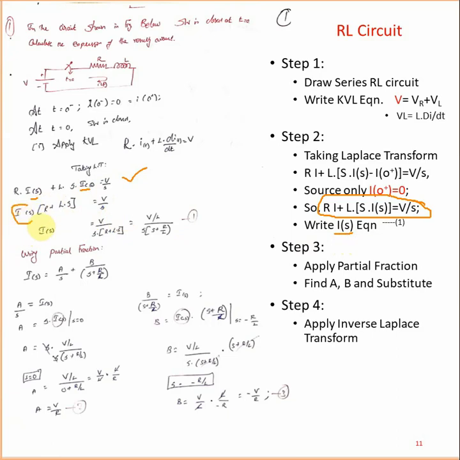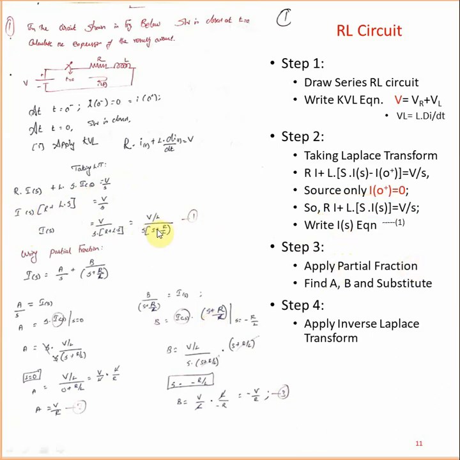Only I(s) is kept on the left hand side. This term moves to the opposite side. This is the equation I got. So equation number one is completed. Step number 3: go to the partial fraction.